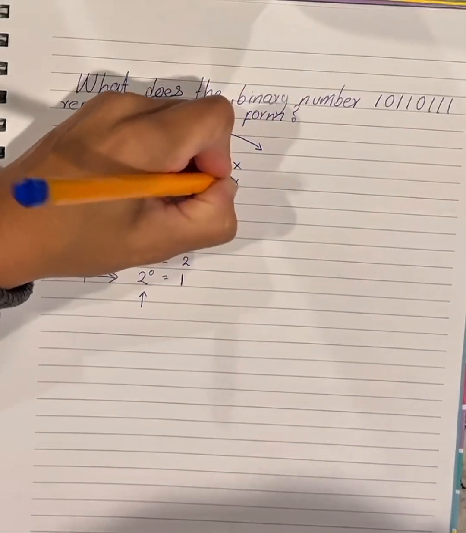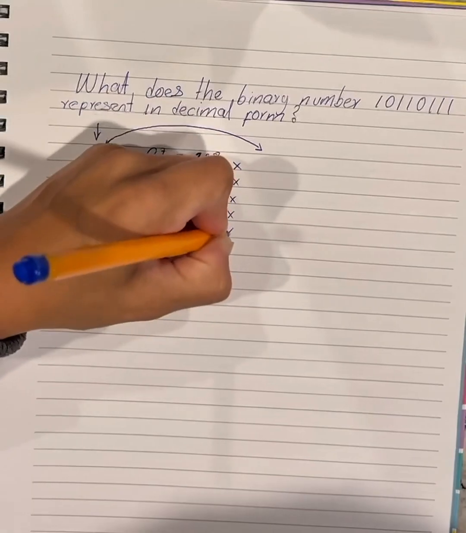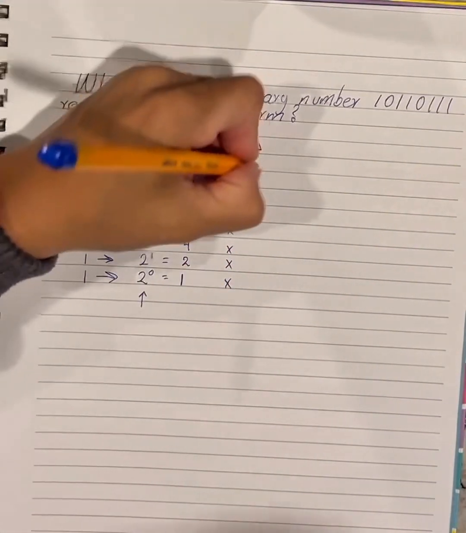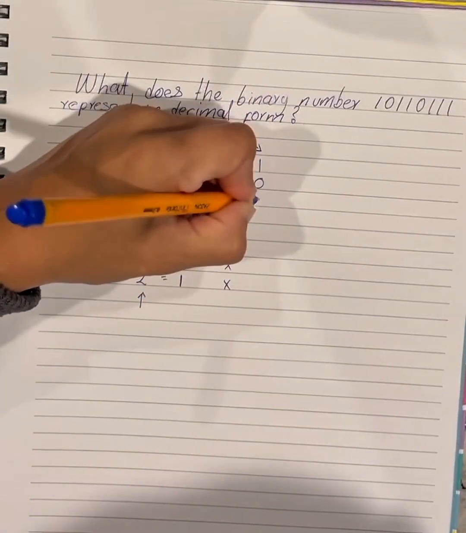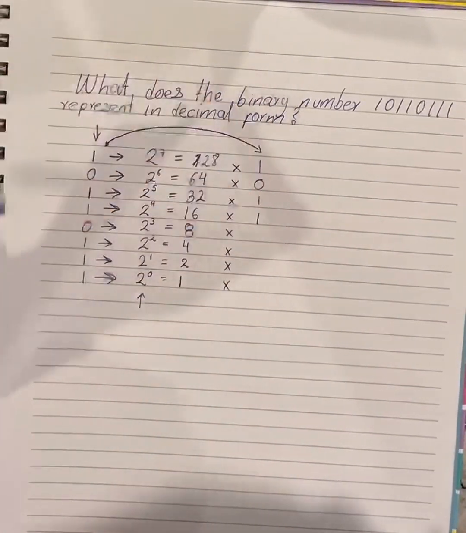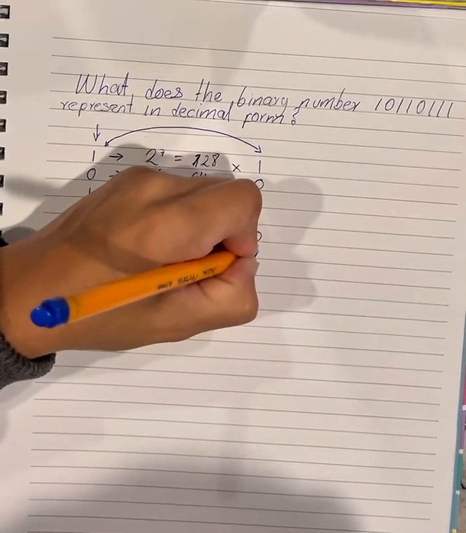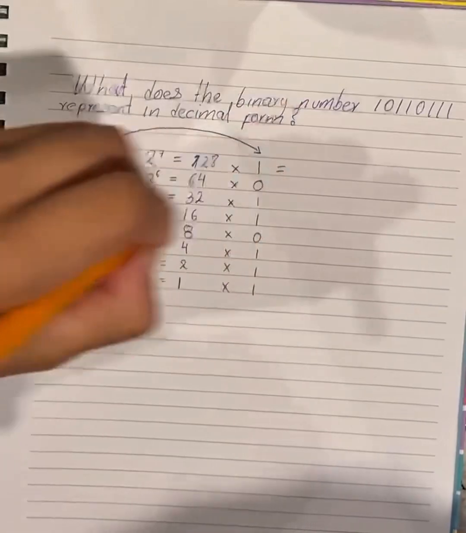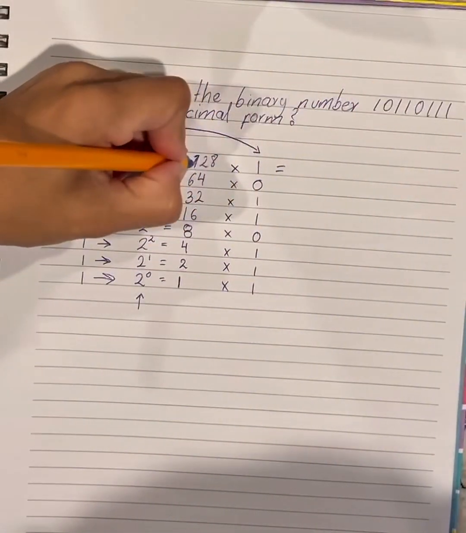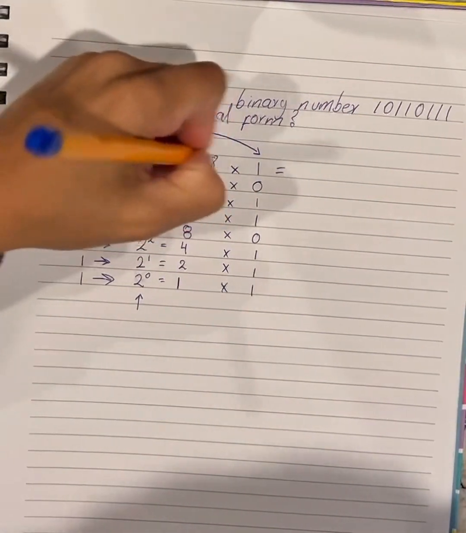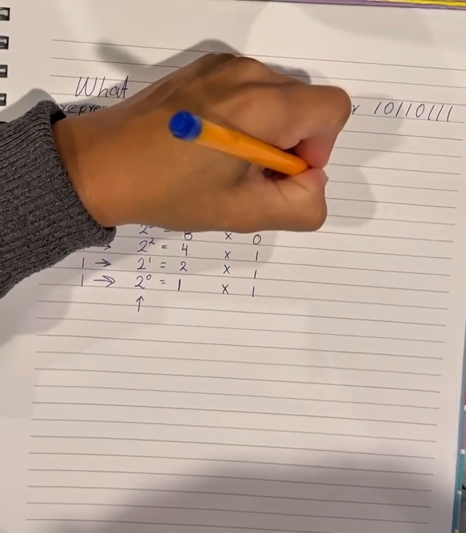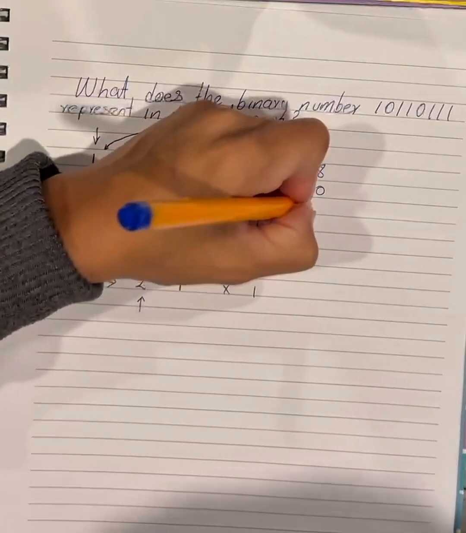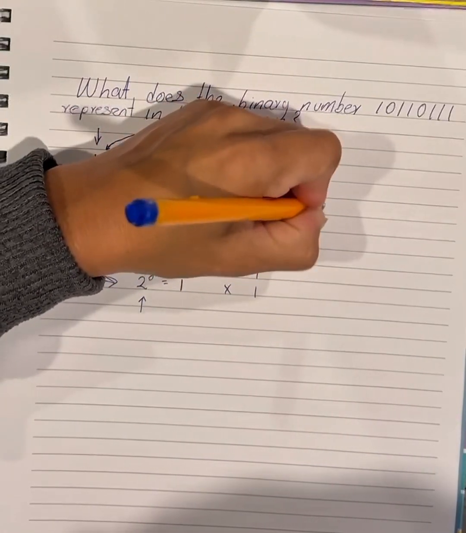So now we're going to take our code and write it out next to each one of the results. For example, 128 is a result. Now, 10110111. We take 128 times 1, and that answer is 128. Now we go to the next step. It's a 0, so we do 64 times 0, which is 0.